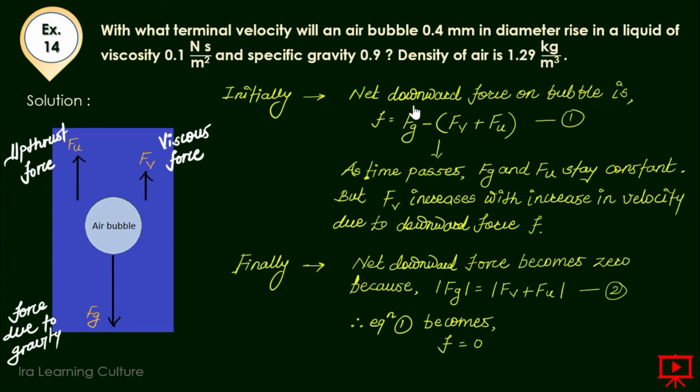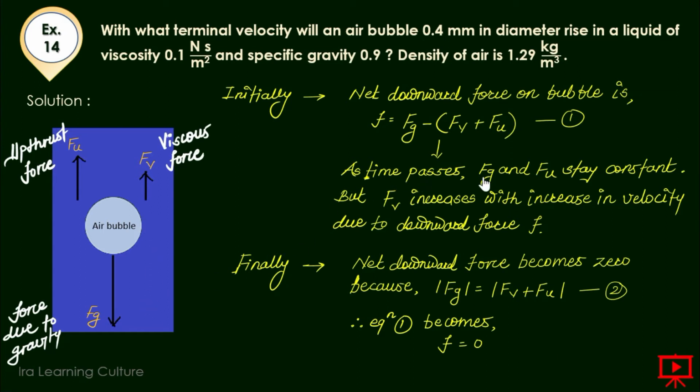So initially the net force on the bubble, which is a downward force, is given here: Fg minus Fv plus Fu. Now Fv plus Fu, this term is smaller than Fg, and because of that this air bubble will move initially in the downward direction.